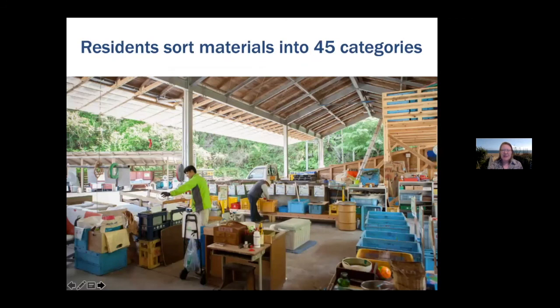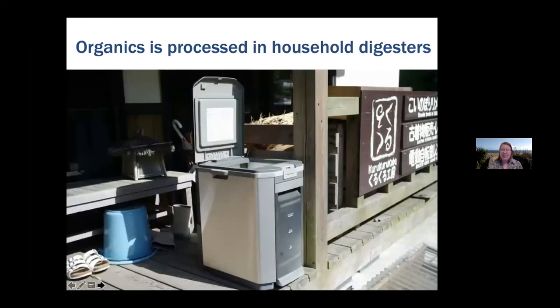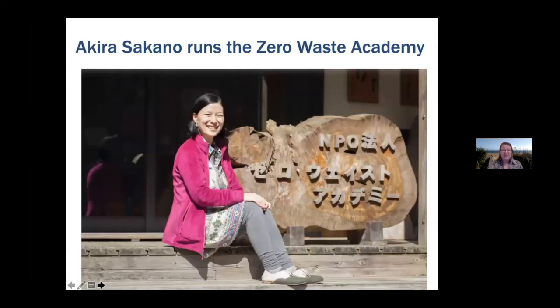This is a picture of their recycling center where residents bring their materials for sorting. They process their organics in household digesters. And this is Akira, who is our zero waste leader in Kamikatsu. And she has really inspired locals to do what they can to sort materials correctly. And this has helped them achieve their high diversion rate and reduce impacts for their community.